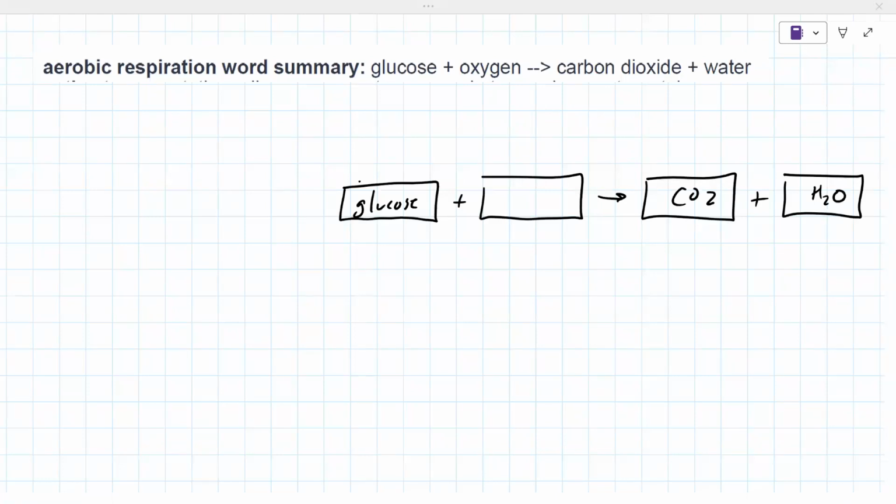Your teacher would want you to know what goes in this box here. What would go in that box there? Oxygen. Yes, exactly. So that's kind of a starting point for us.